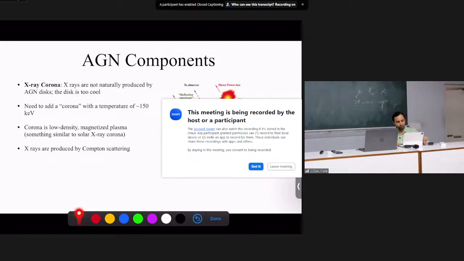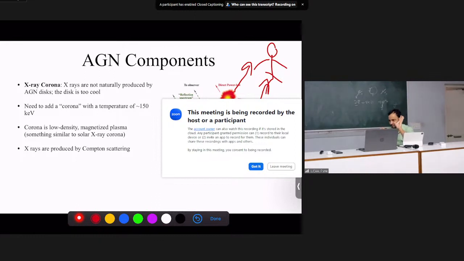Now, this corona is emitting X-ray radiation. Suppose you are an observer somewhere here. You will be getting some radiation coming directly from the corona, and some of the radiation may fall onto the accretion disk and get reflected. So you will also see a reflection spectrum, as expected.